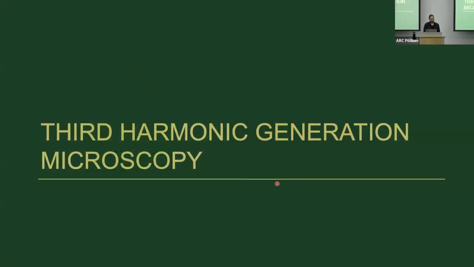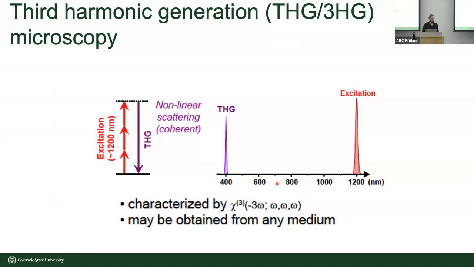Okay, we're running very short on time, so I'm going to do this very quickly. Third harmonic generation is very similar. We kind of know how this story goes now, right? We have 3 photons that come in. They scatter coherently to generate a third harmonic generation signal. If our illumination is at 1200, the wavelength for our THG signal will be exactly one-third of that, around 400.